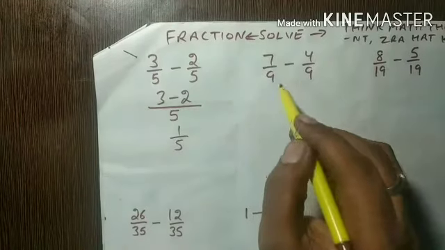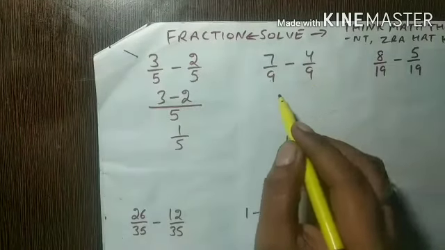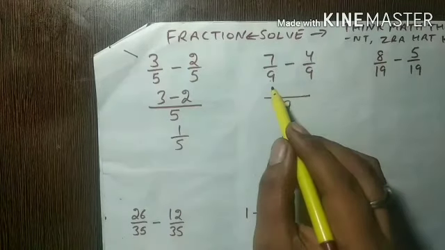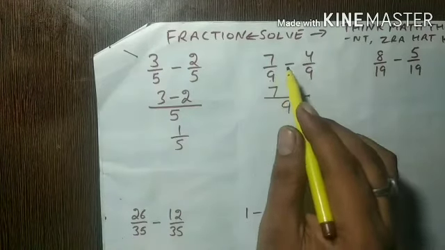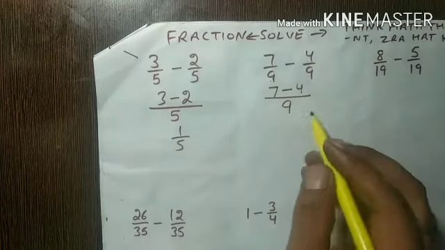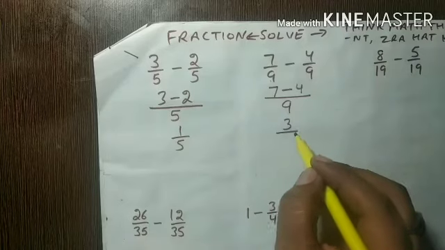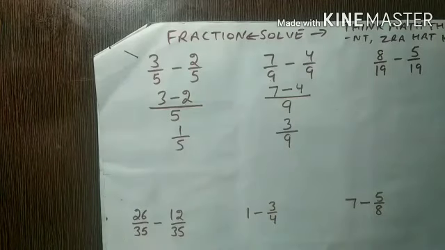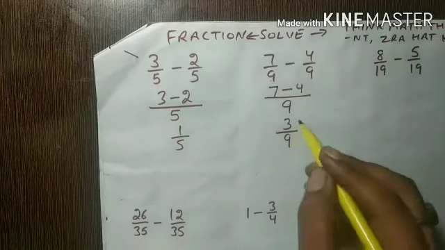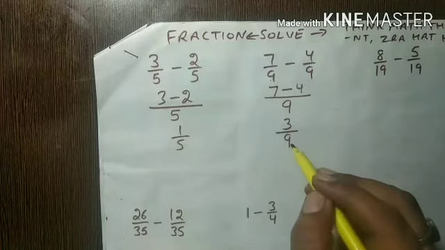Now we are on the second question. Here, what is the denominator? The common denominator is 9. So I will write 9 and in the numerator 7 minus 4. Now 7 minus 4, what is the answer? That is 3. And what is the denominator? That is 9. Here student, you can see 3 and 9 are both factors of 3. So 3 can cancel both of them, numerator and denominator.